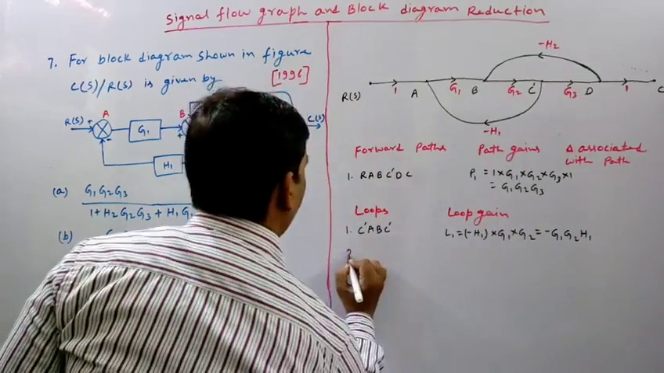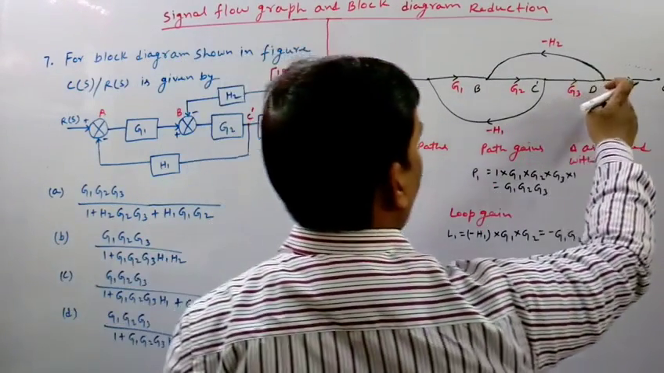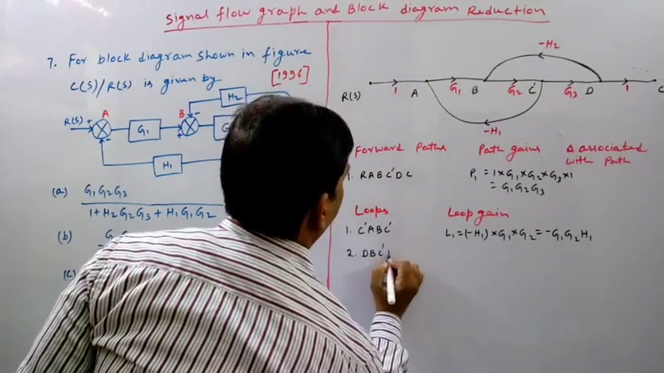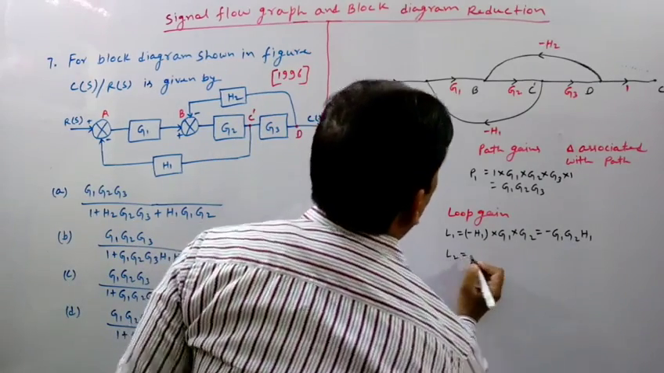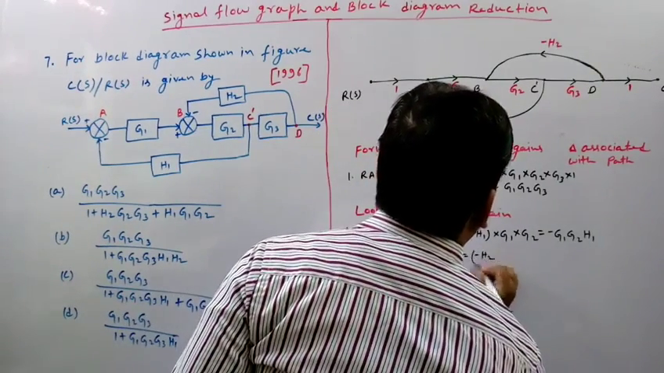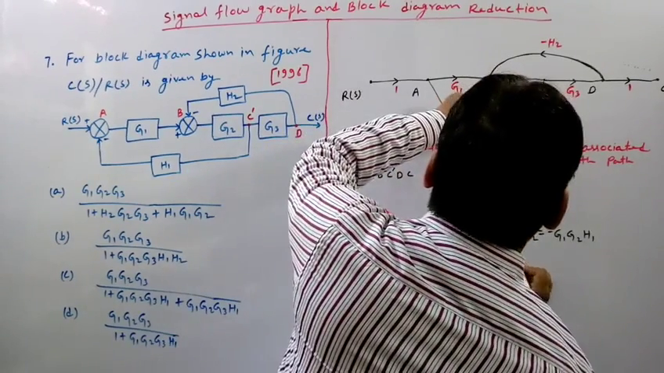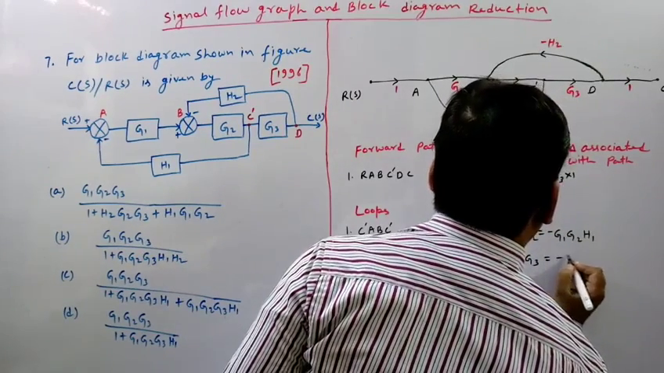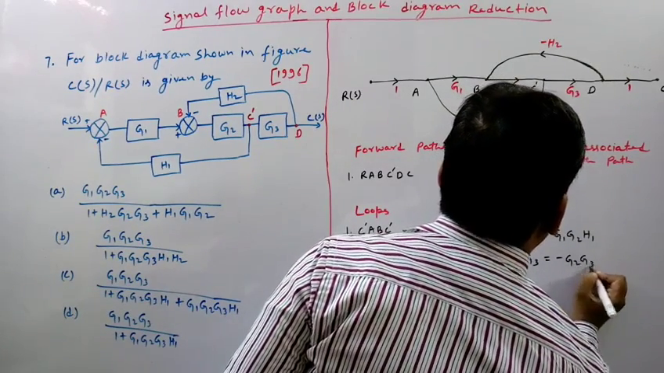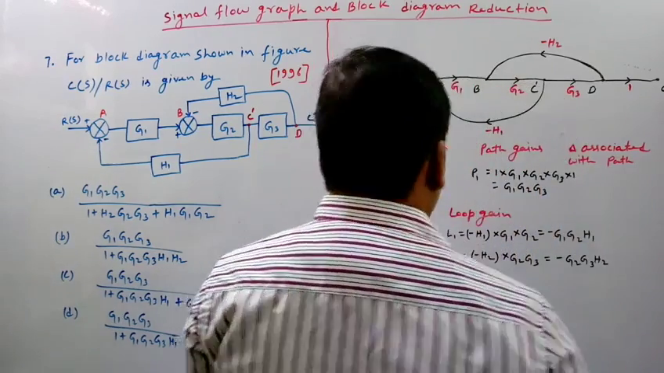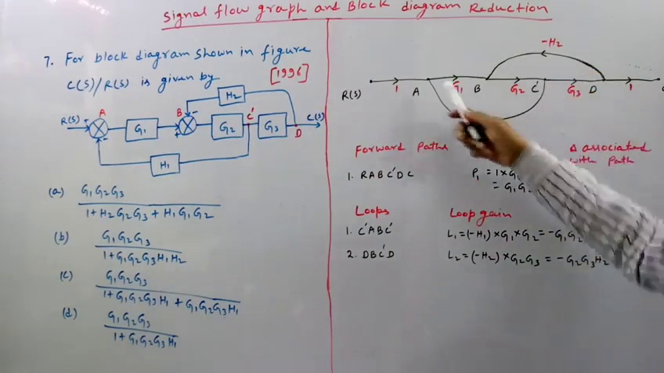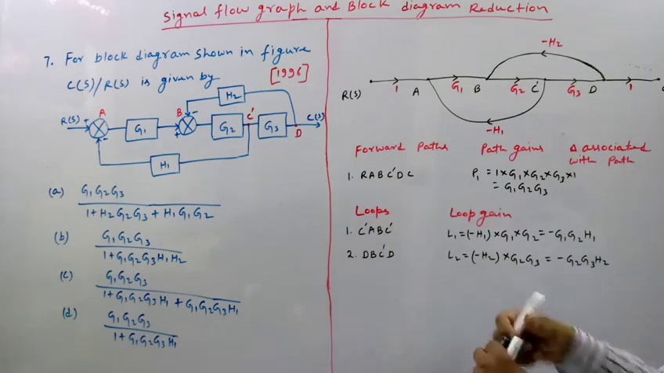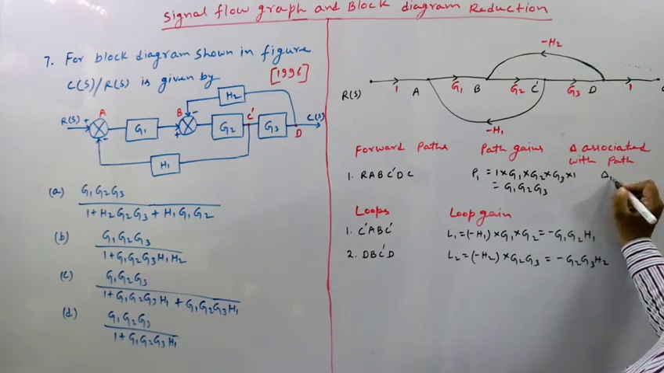Okay. What are the other loops? The other loop is D, B, C dash, D. So its loop gain will be L2 and it will be minus H2 multiplied by G2 multiplied by G3, and this will be equal to minus G2 G3 H2. Since these two loops are touching the forward path, the delta associated with this forward path will be 1 only. So delta 1 will be 1.